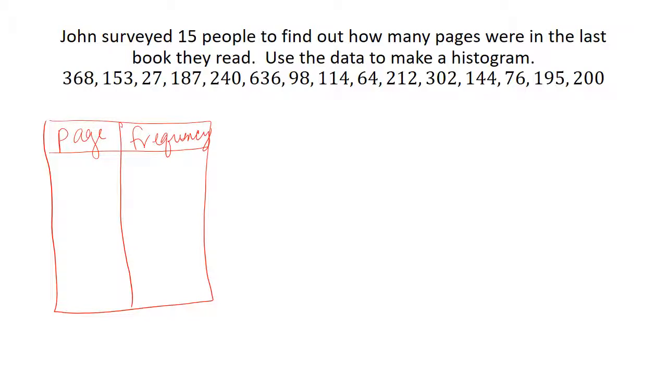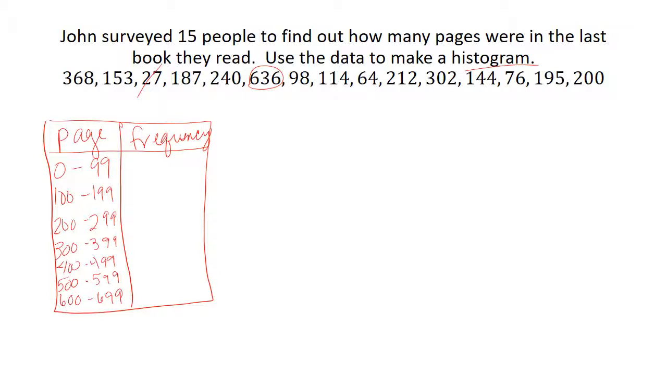If you can spell. Rather than saying the specific pages, since it's a histogram, we want ranges. So if it was from 0 to 99 pages, 100 to 199 pages, 200 to 299, how far up do we need to go? 636 is going to be our highest. 300 to 399, 400 to 499, 500 to 599, 600 to 699. That should be good. All right, so how many books had between 0 and 99?